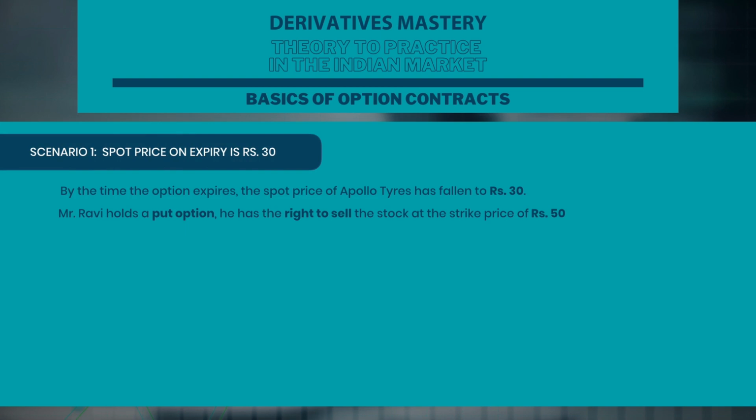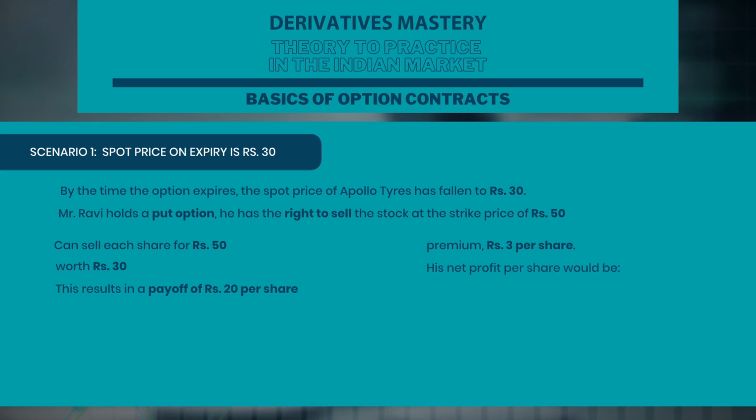Since Mr. Ravi holds a put option, he has a right to sell the stock at the strike price of rupees 50, even though the current market price is only rupees 30. So this means he can sell each share for rupees 50 when it is only worth rupees 30 in the market, resulting in a payoff of rupees 20 per share. However, we need to account for the premium he paid, which is rupees 3 per share. So his net profit per share would be 20 minus 3, which is 17 rupees. Now with a lot size of 100 shares, his total profit would be 1700. So in this scenario, Mr. Ravi makes a total profit of rupees 1700.